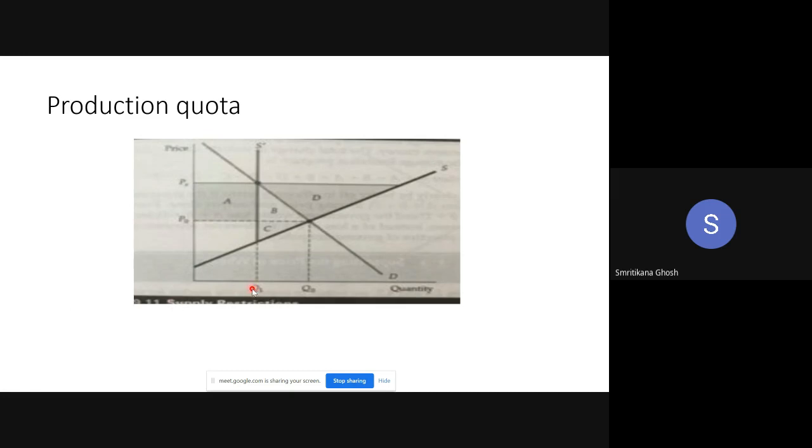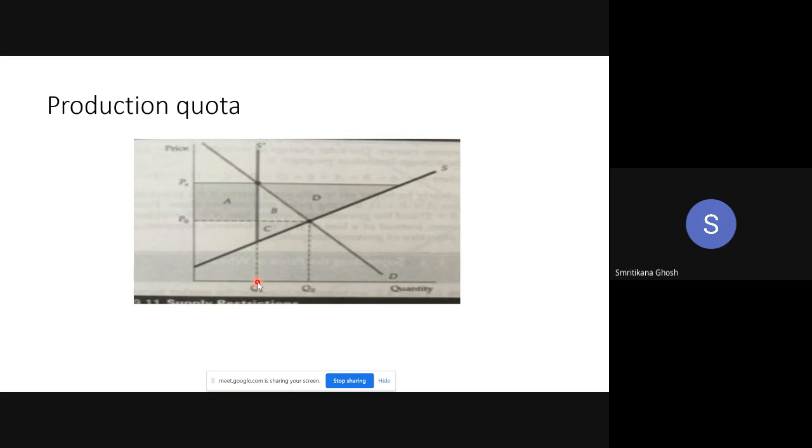Say that quantity is Q1. Government says to the producer, don't produce anything more than Q1. I'm not going to help you with a price support program, but I'm restricting your quantity. You cannot produce more than Q1. Don't go for the equilibrium quantity. So then the producer has to produce at Q1, and if he is selling Q1, then automatically the price in the market is increased to, say, P1.